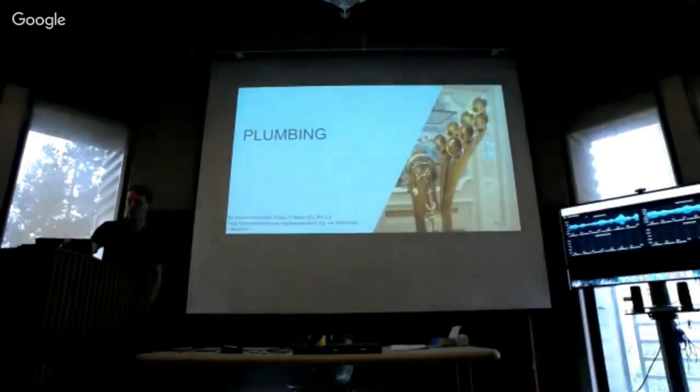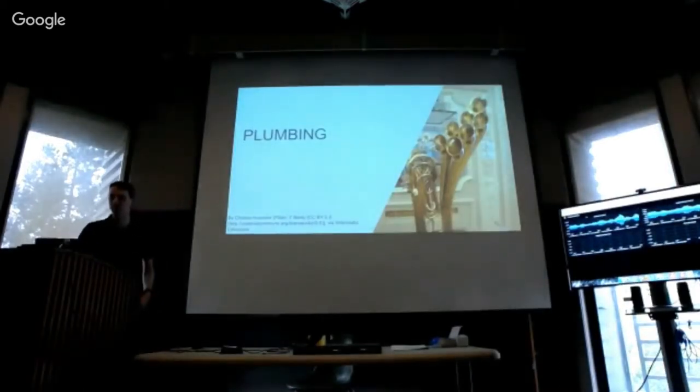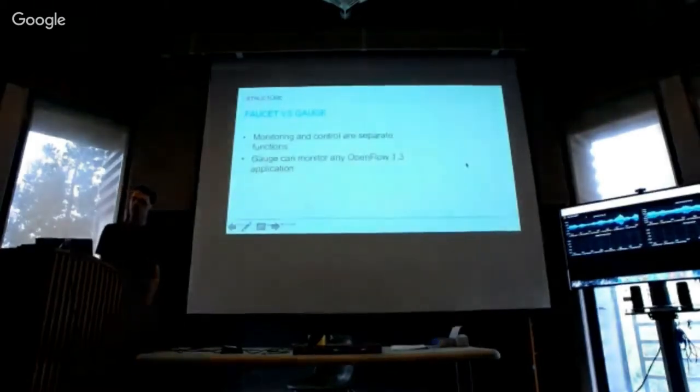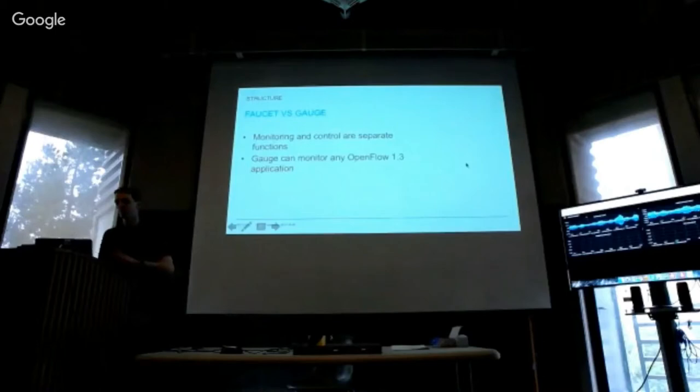All right, so then there's the plumbing, how this all fits together. Right, so there's two parts to Faucet. There's Faucet and there's Gauge. This is because monitoring and control are separate functions. So Faucet does your control, Gauge your monitoring, and theoretically Gauge can monitor any OpenFlow 1.3 application.